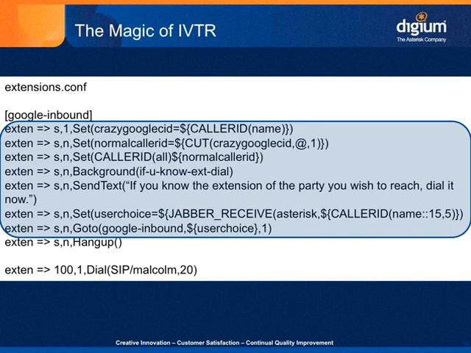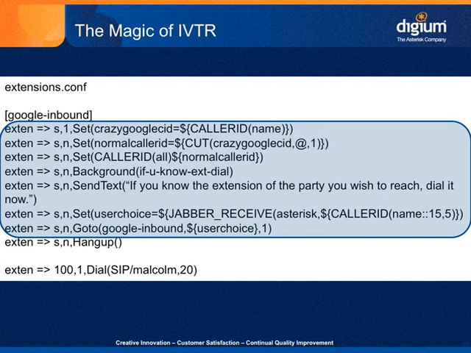Then we're going to create a new variable called user choice. And into that variable, we're going to pass the results of the Java receive function called on the Asterisk connection to Google, and we're going to receive it from the calling buddy. To do that, we need to use the caller ID name function and strip off the last 15 characters because that's the number that Google appends.